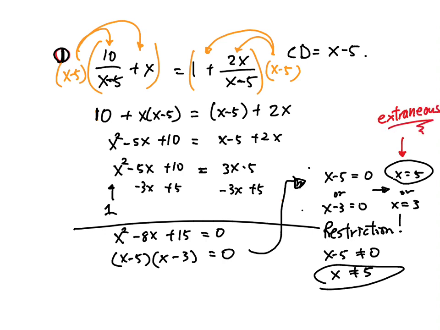Extraneous means it's the answer that does not work. So the only answer that works is x equals 3. X equals 5 is not a solution. Even though it looks like it's one, but it's not because of our restrictions. Okay. The first time we did this problem in the earlier sections, we ended up with linear equations. This time we're going to end up with some quadratics.